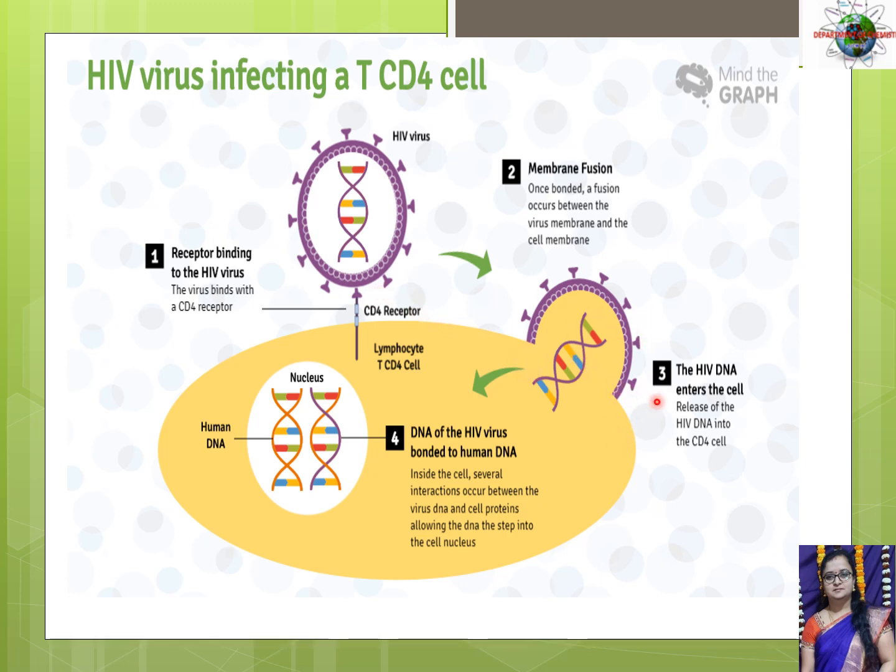In the third step, HIV DNA enters the cell. The HIV DNA, whatever is present, is released into the CD4 cell. In the fourth step, the HIV DNA combines with the human DNA. And from here, infection becomes more and more. Inside the cell, several interactions occur between the viral DNA and cell proteins, allowing the DNA into the cell nucleus.